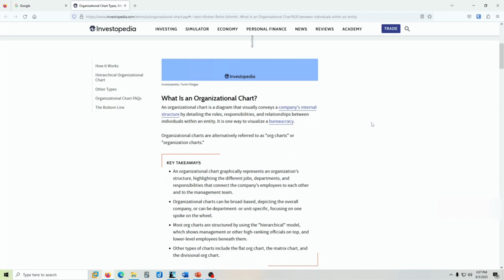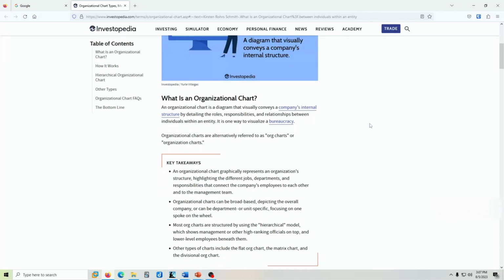So what is an organizational chart? An organizational chart is a diagram that visually conveys a company's internal structure by detailing the roles, responsibilities, and relationships between individuals within an entity. It's one way to visualize a bureaucracy, so we're talking the chain of command there.